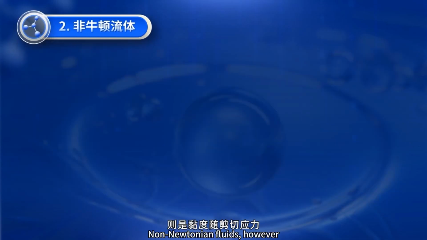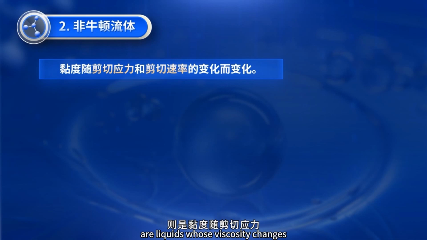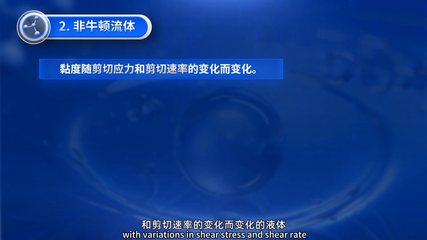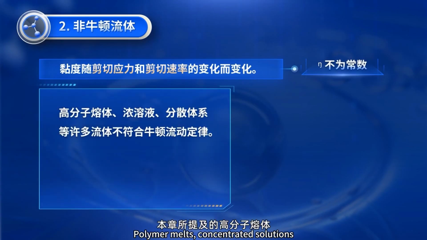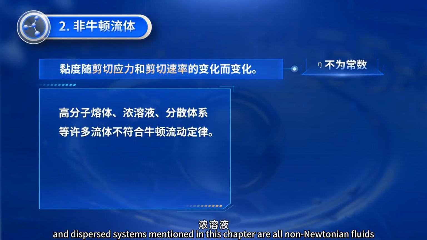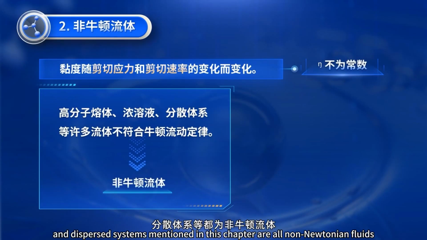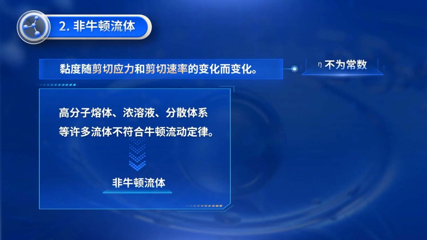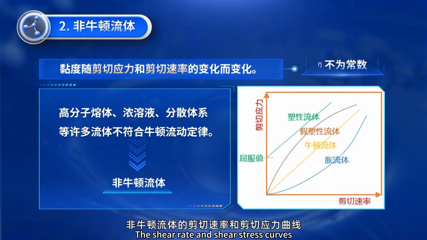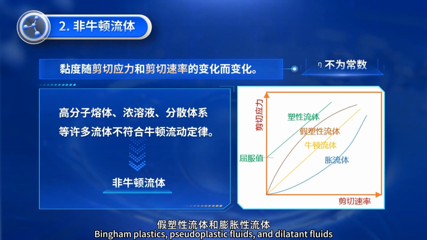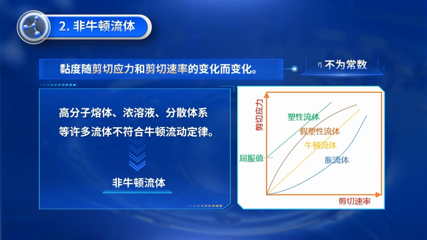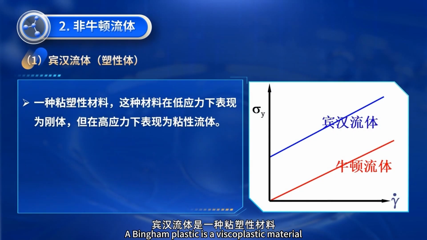Non-Newtonian fluids, however, are liquids whose viscosity changes with variations in shear stress and shear rate. Their viscosity is not constant. Polymer melts, concentrated solutions, and dispersed systems mentioned in this chapter are all non-Newtonian fluids. The shear rate and shear stress curves for non-Newtonian fluids can be broadly categorized into three types: Bingham plastics, pseudoplastic fluids, and dilatant fluids. A Bingham plastic is a viscoplastic material.